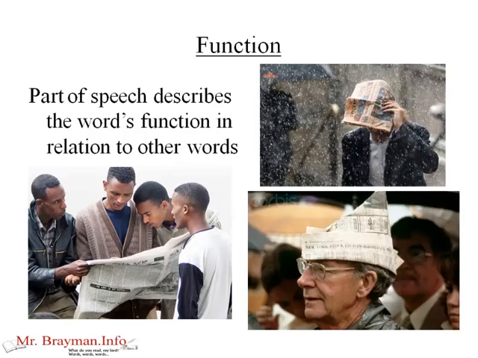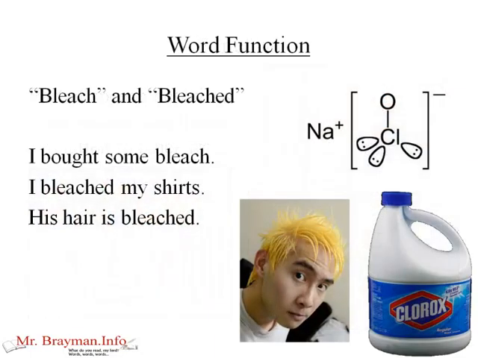And a word is still a word, and we're going to take a look at the word bleach here in a second. Bleach is still just a word, but bleach can function differently in different contexts, just like this newspaper can. So let's take a look at the word bleach or bleached. When you say, I bought some bleach, bleach is acting as a noun there. That's the function. Or I say, I bleached my shirts. Bleached is functioning as a verb here. If I say, his hair is bleached, bleached is acting as an adjective. It's a special kind of verb called a participle, but it's doing the work of an adjective here.